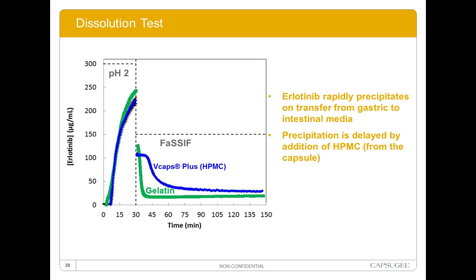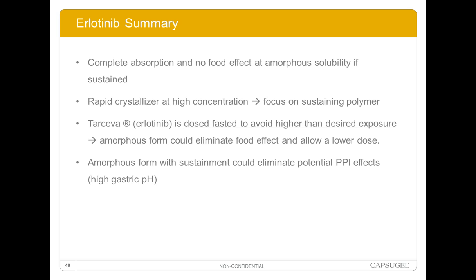This suggests a different way to formulate a highly gastric soluble weak base, wherein we can simply take our sustaining polymer and perhaps put it into a capsule or add it to a tablet as a coating or into the granulation. So here's an approach where we don't actually need to formulate amorphous per se, as long as we have that gastric solubility to dissolve the drug. So as a quick summary for erlotinib, again, we have a rapid crystallizer. We want to focus our formulation efforts on a sustaining polymer.